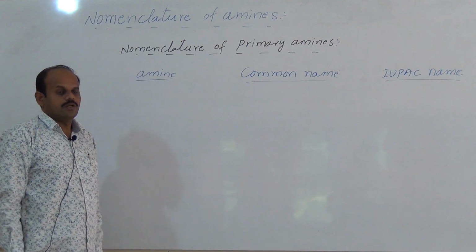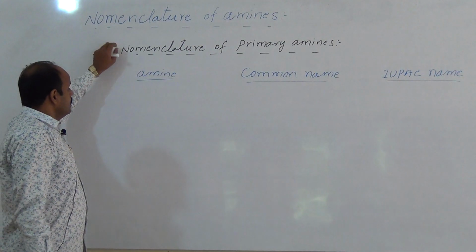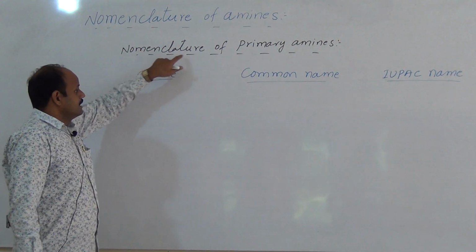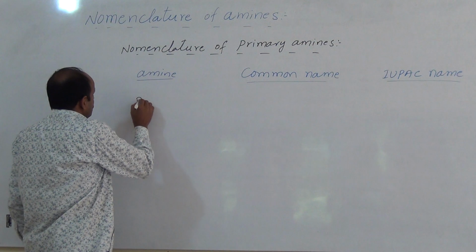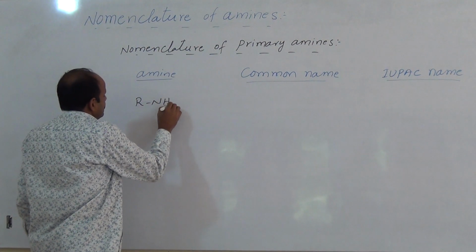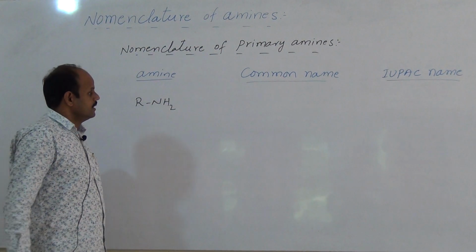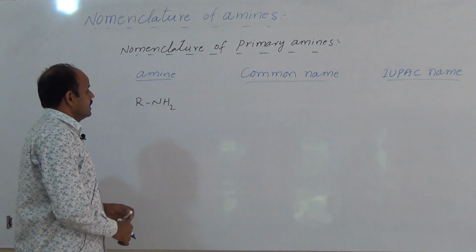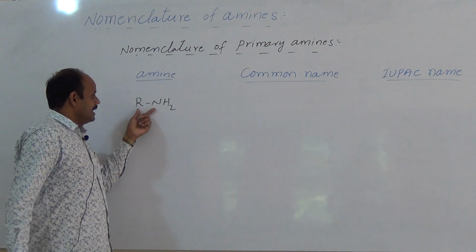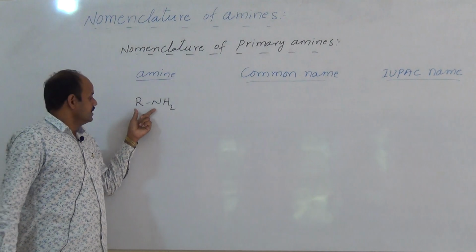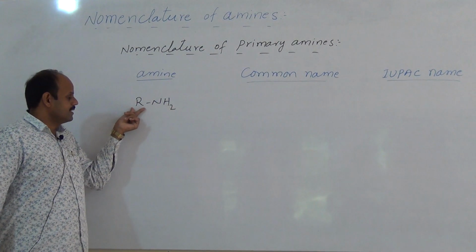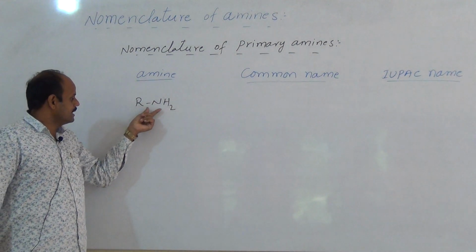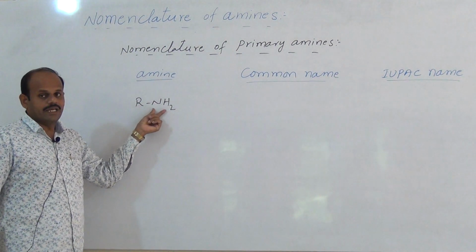Next topic is nomenclature of amines. Here the first one is the nomenclature of primary amines. In this one you can take a primary amine, R-NH2. The name of the primary amine in the common system is written by writing the name of the alkyl group followed by the suffix amine.